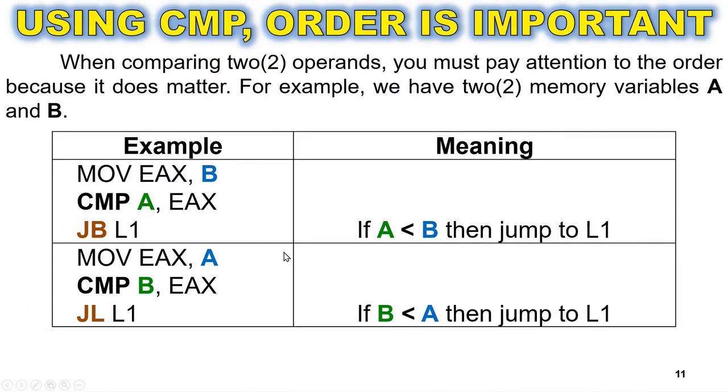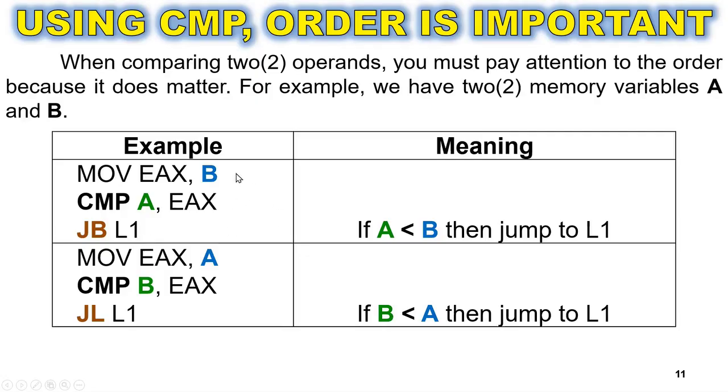When comparing two operands, you must pay attention to the order because it does matter. For example, we have two memory variables declared, A and B. The first example, written in assembly language, shows the order in which we compare the memory variables A and B. For example, MOV EAX, B, and then followed by CMP A with the value of that register, EAX. Then we write the next command, JB L1.